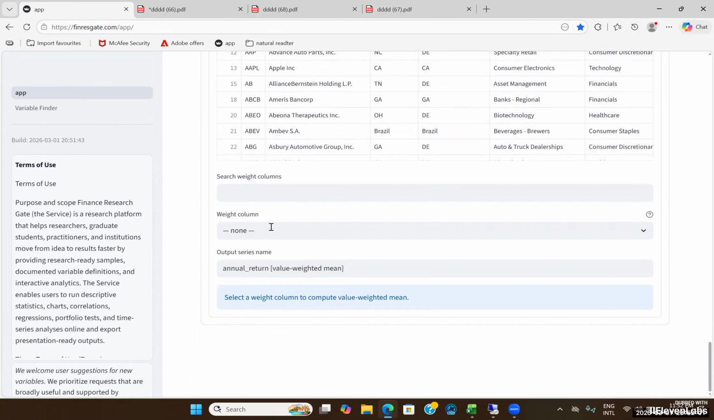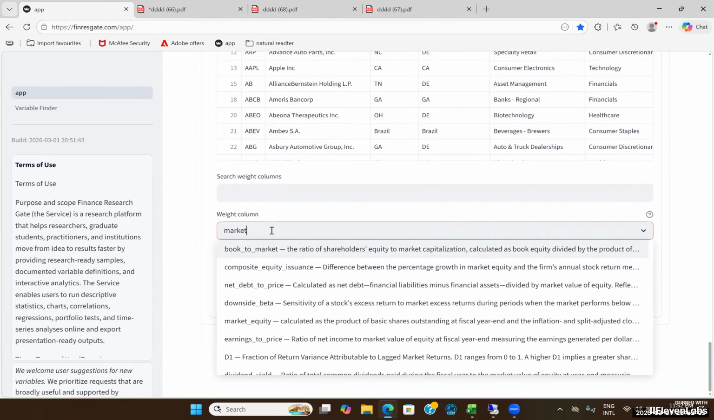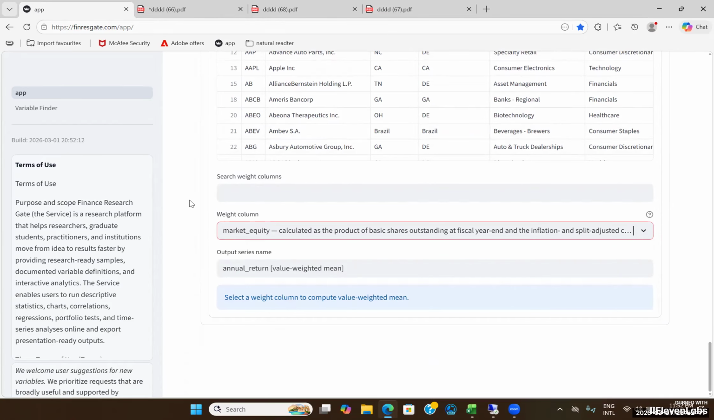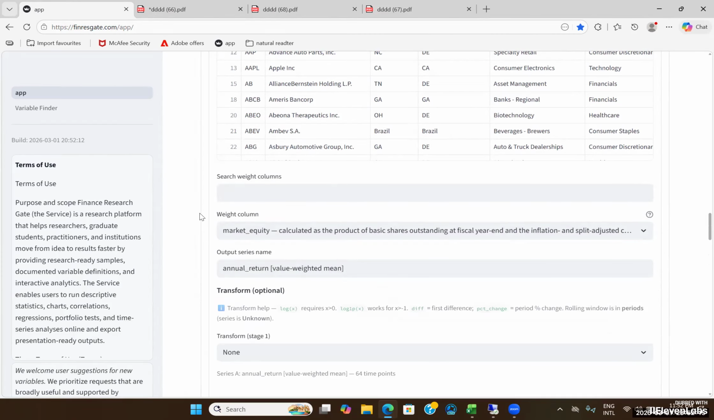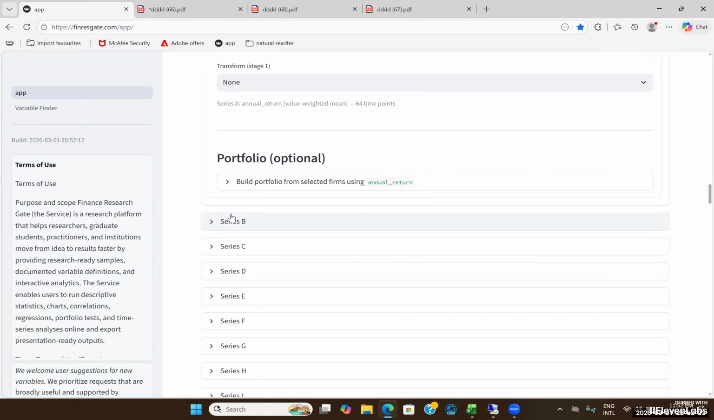So our next step is to weight this variable by its market value. With that in mind, let's go ahead and search for the market equity. Market equity is essentially the market value for each firm. And then we are going to have the annual return calculated after successfully determining the appropriate weighting factor, which is essential for ascertaining the market value or the adjusted valuation.